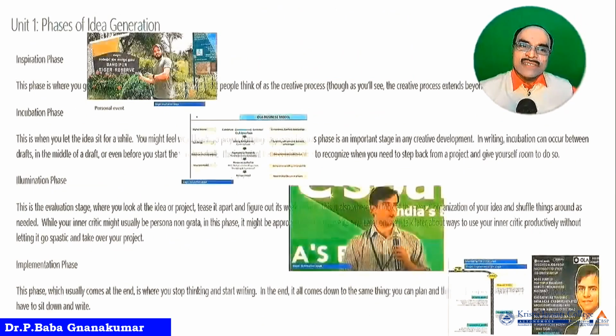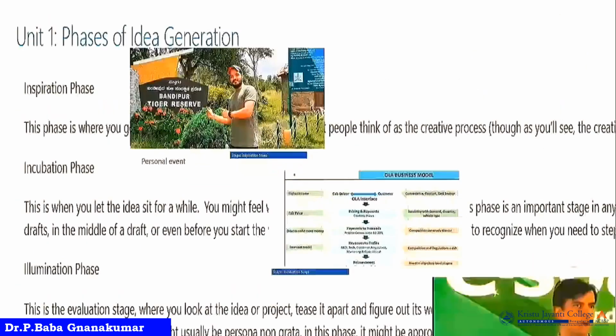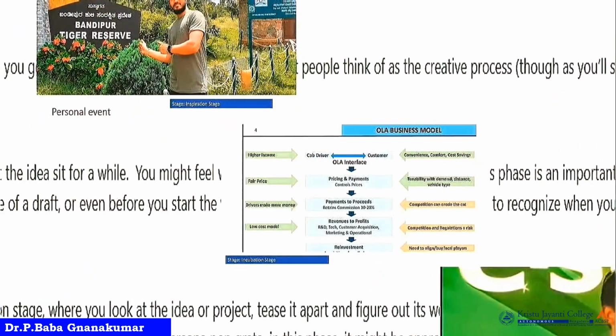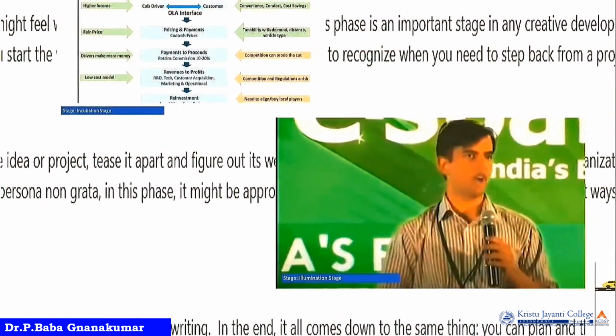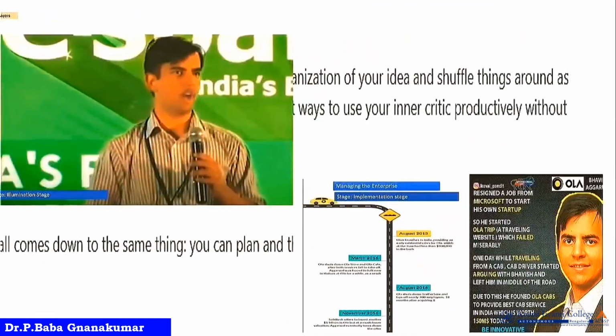Another last outcome, you have to identify the different phases of idea generation. How the inspiration phase came, when he was thrown out of the cab while traveling to Bandipur. At that time was the inspiration phase, then he created the business model. Next stage, he identified the illumination phase, getting the money from others. And later on, he knows how to manage that. So there's a nice story about Ola, Bhavesh Agarwal.